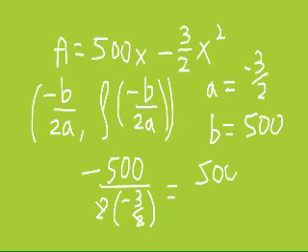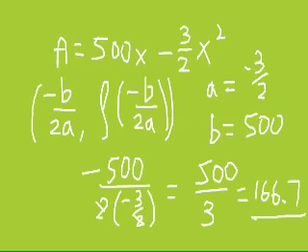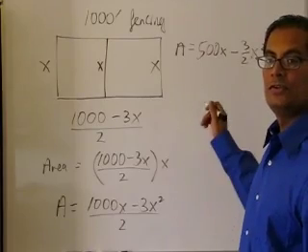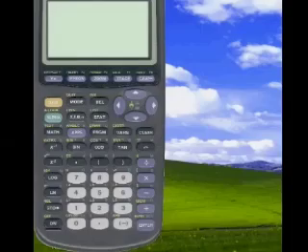And if we calculate that out, you see these 2's will cancel, and so we'll have 500 over 3 as the x coordinate of the vertex, and that's 166.7 approximately. And then we have to plug that in to find the actual area of the pens. But this value of x gives me the maximum area of those pens. We're going to see how to do this on the calculator.